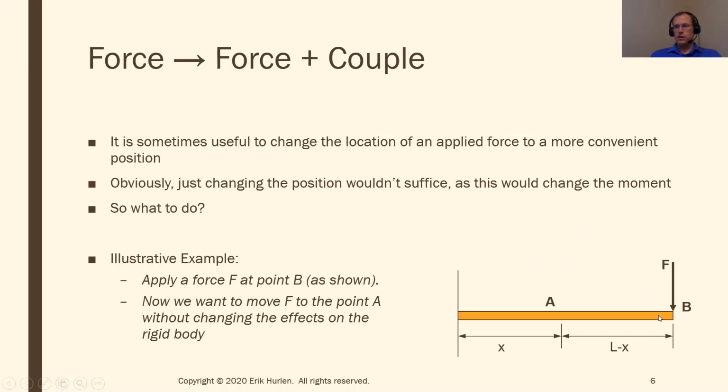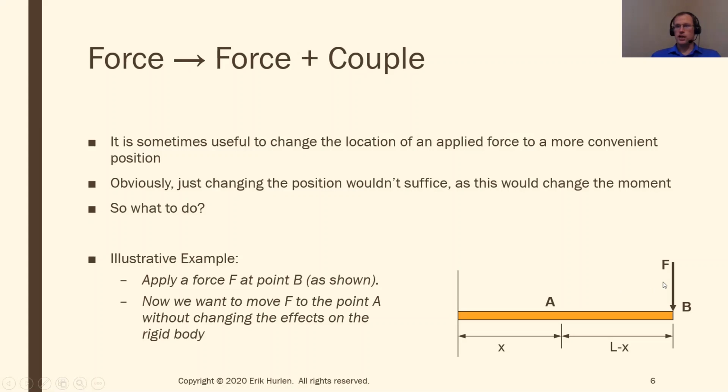In other words, take this illustrative example. So again, I have a beam. I have some force acting at point B, so way out at the end of it, some total distance L. I have this force F pushing down. I want to move that force to point A. And so when I do that, I'm obviously going to have to take into account the fact that I'm changing the rotational tendency of this beam.